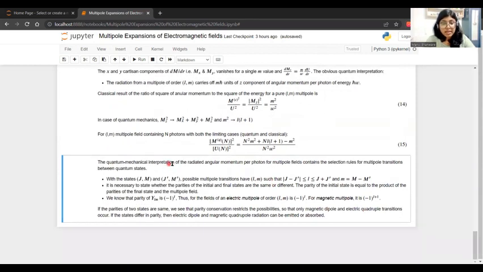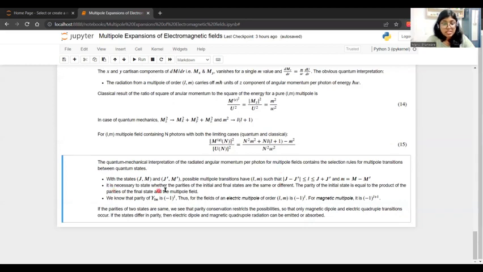So the quantum mechanical interpretation of the radiated angular momentum per photon for multipole fields contains the selection rules for multipole transitions between quantum states. Let's say we have two states, j, m and j dash, m dash. So the possible multipole transitions have l, m such that the mod of j minus j dash is less than or equal to l, which is again less than or equal to j plus j dash, and the value of m becomes m minus m dash.